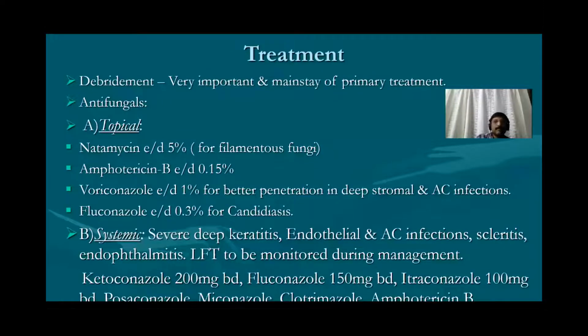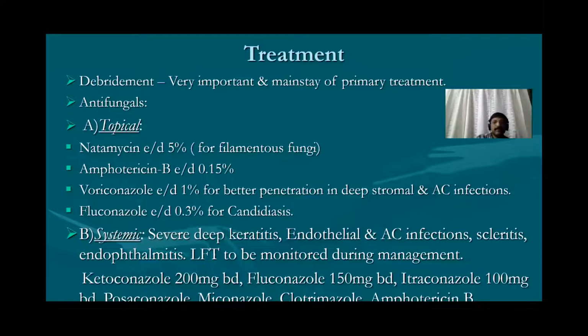Treatment. Debridement is very important and the mainstay of the primary treatment. Antifungals: topical natamycin 5% or amphotericin B 0.15%. Voriconazole eye drops 1% for better penetration in deep stromal and anterior chamber infections. Fluconazole eye drops 0.3% are used for candidiasis. Systemic treatment is done in case of severe and deep keratitis, endothelial and anterior chamber infection, scleritis, endophthalmitis. Liver function tests are to be monitored during systemic treatment.